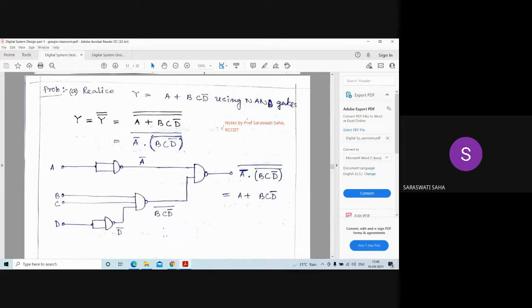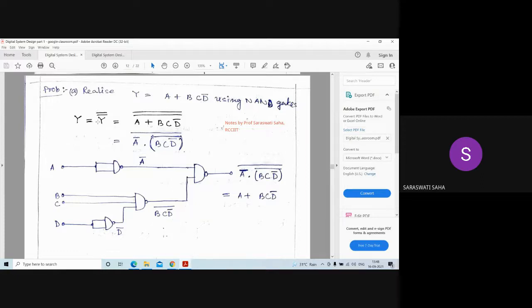Obviously, 4, because A, B, C, D, 4 distinct Boolean variables are there. So now consider this is the output expression of a circuit having 4 input terminals A, B, C, D. Now y is equal to A plus B C D bar. Now the problem is to realize this expression using NAND gate. So how can we implement this?